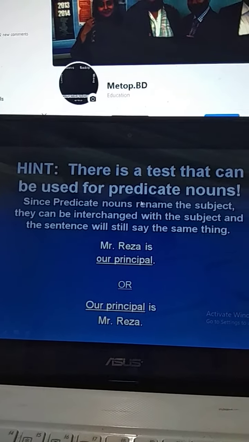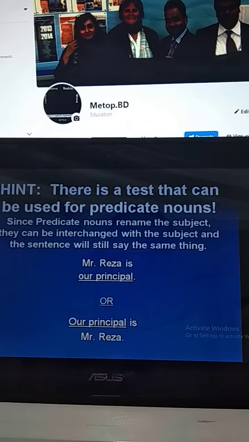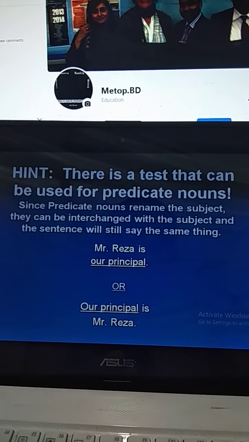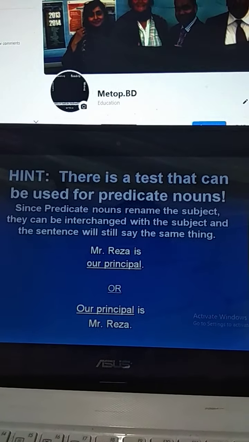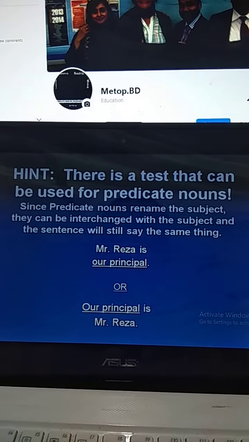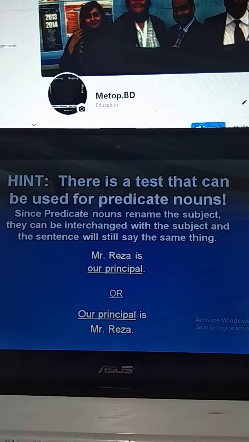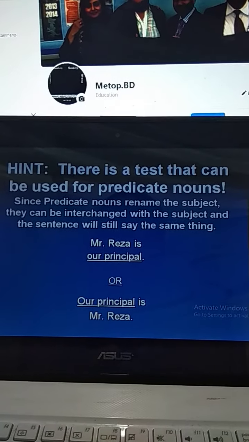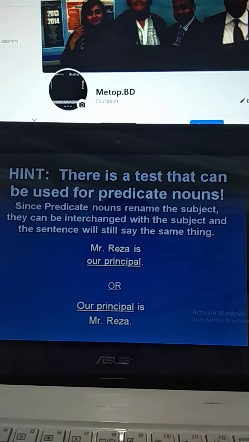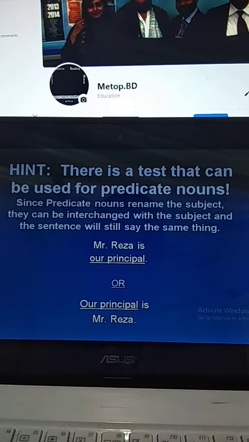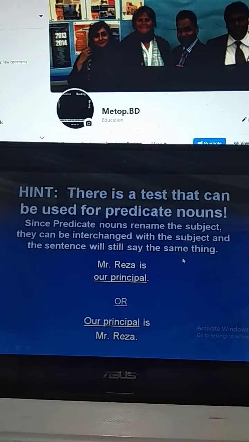Next, another slide. There are some hints here. There is a test that can be used for predicate nouns. Since predicate nouns rename the subject, they can be interchanged with the subject, and the sentence will still say the same thing. Like I said earlier, Mr. Reza is our principal, or our principal is Mr. Reza. Either one you can say.